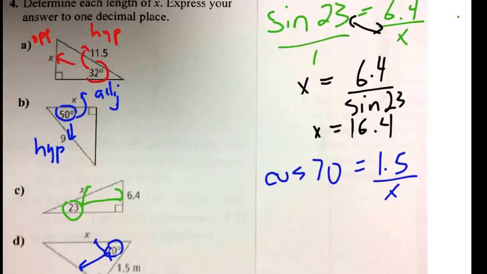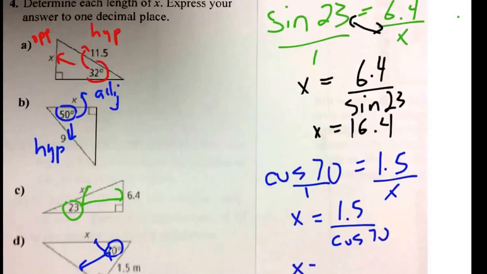And just like the one we did before, let's just flip-flop them so it makes it easier to figure out. So we'll move our x to the top, bring our cosine to the bottom, so we'd have 1.5 divided by cosine of 70. So 1.5 divided by cosine 70 gives us an answer of 4.4.